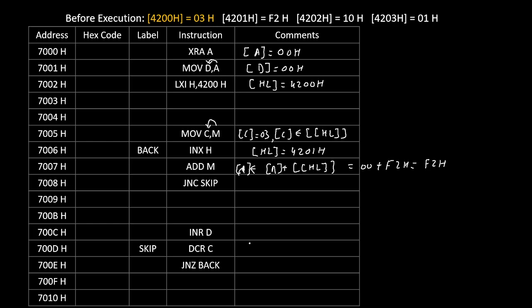That's why we will decrement our counter by 1 and this time C will become, initially C was 03, now C will become 02H. The content of C register will become 02H. And continuously we will check whether this counter has become 0 or not by writing instruction JNZ. Jump if not zero. If this counter is not 0, jump and go back. And where will we go back? We will go back and we will increment the HL pair, means we will go to the next memory location. And consecutively, we will add those consecutive memory locations one after another. So at the end, inside the accumulator, we will get our sum value, and inside D register, we will get our carry value.